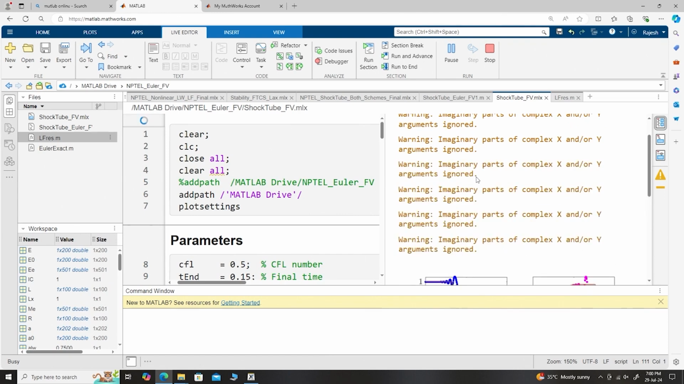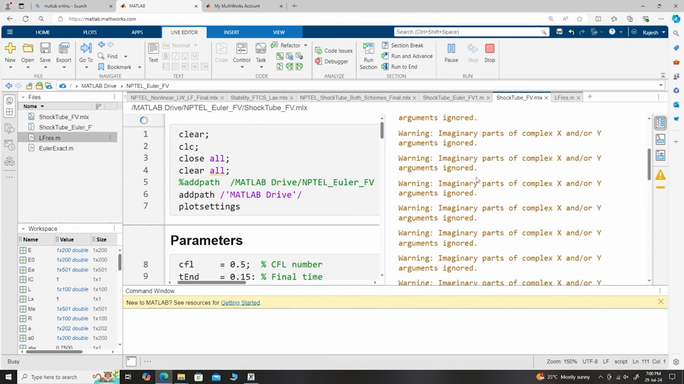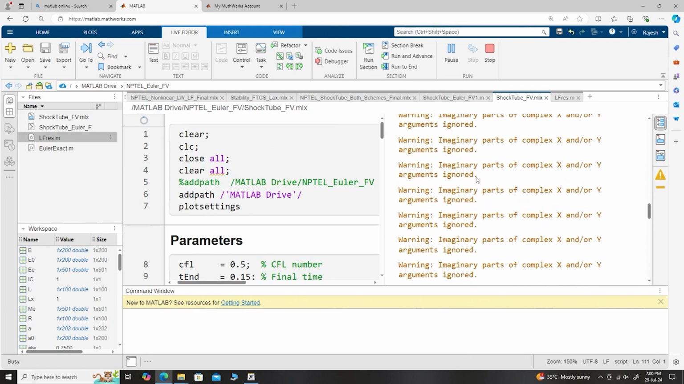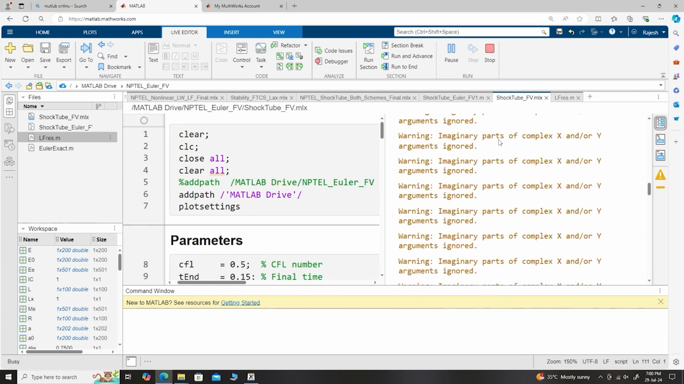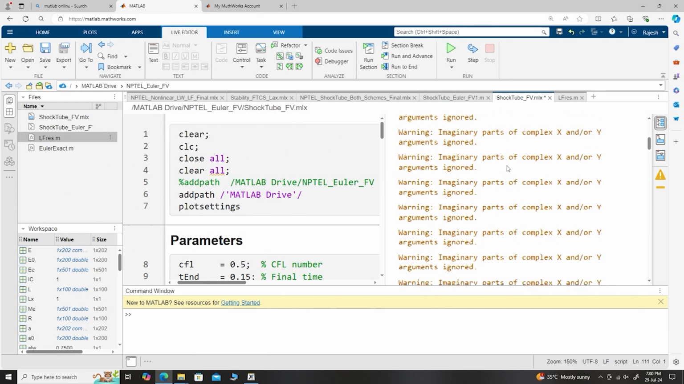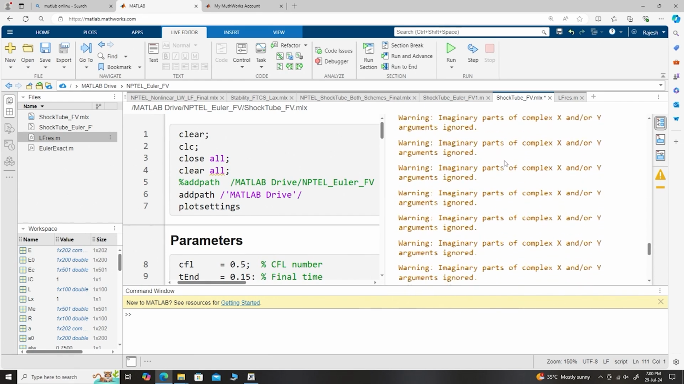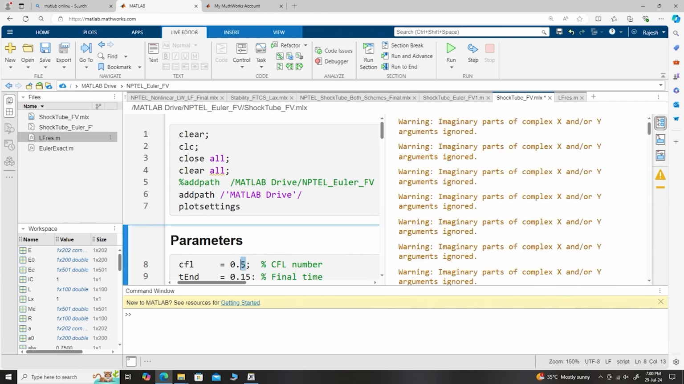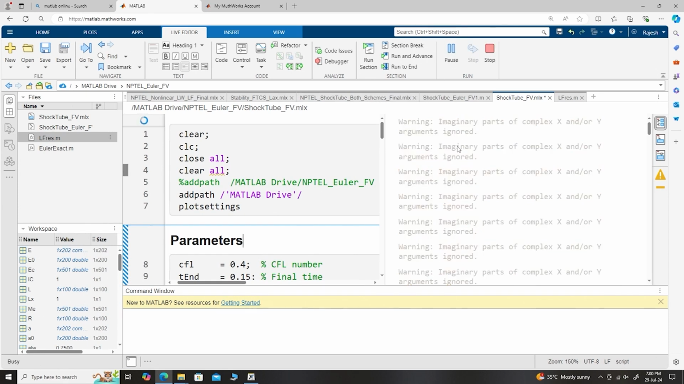You can see that now it has blown up. Actually, you start seeing these imaginary parts and the solution is all messed up. Let me stop it. Let me see if I can show you the solution. Yeah, so you can see that it has got completely messed up. Let me decrease the CFL number and let us see if we can do anything better.